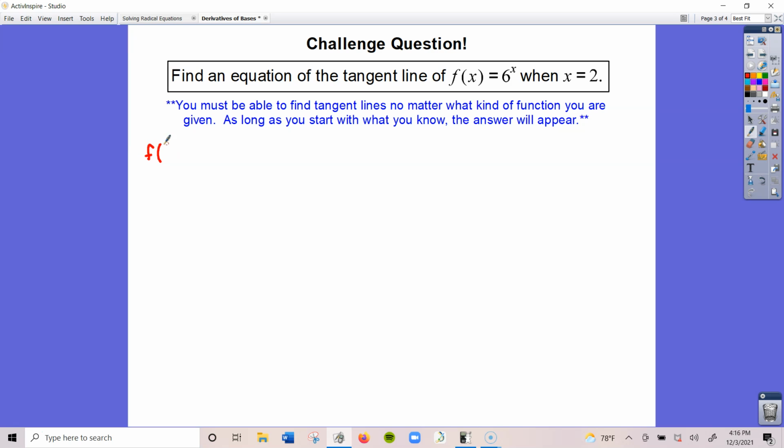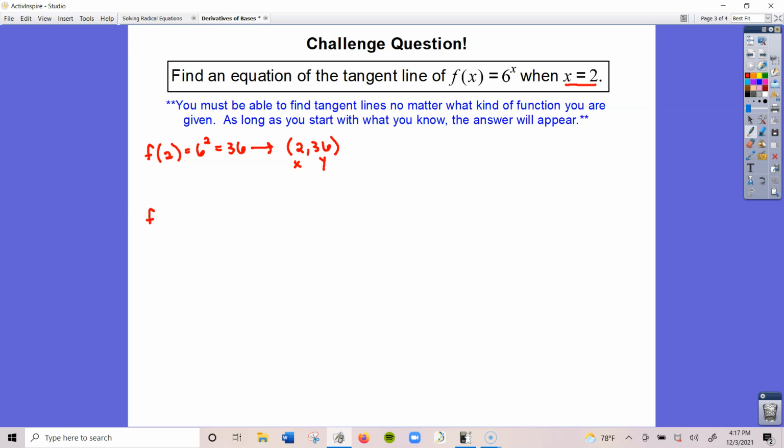So I need f of 2 in this case, since I'm given f of x is 6 to the x, and we want to write the equation when x is 2. So we plug in the 2 into this equation. So it'll be 6 squared, which is equal to 36. So my point of tangency is going to be 2, 36. This is my x and my y for my tangent line.